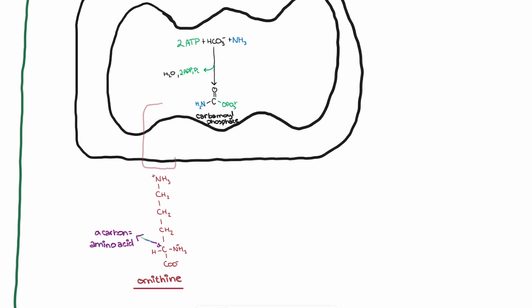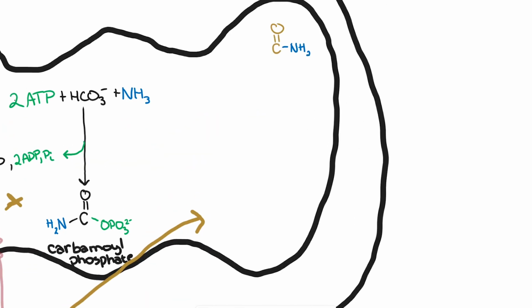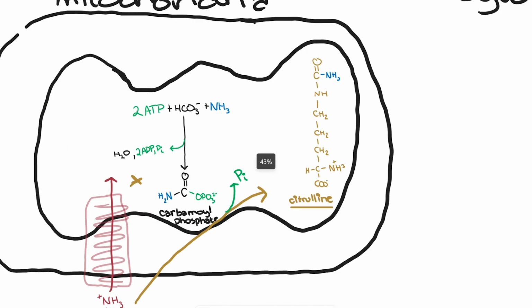Before the ornithine can combine with carbamoyl phosphate, it has to first enter the mitochondria via some kind of transporter. Once it's in the mitochondria, the reaction can occur and citrulline is made, removing that phosphate group in the process.